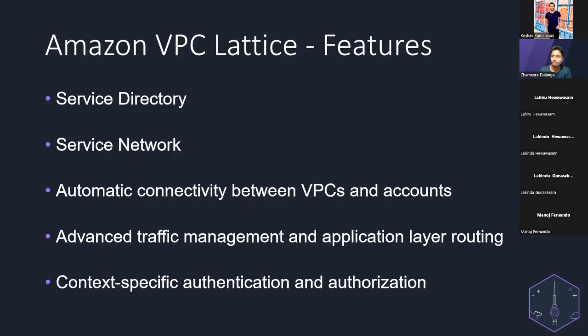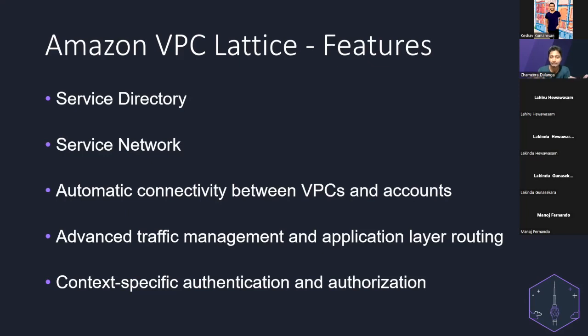When we go into the features of VPC Lattice, it provides service discovery with a centralized view of the services you own or share through the AWS RAM service. Furthermore, you can create a service network with a logical boundary to automatically implement service discovery and connectivity. It also automatically manages network connectivity between VPCs and accounts.